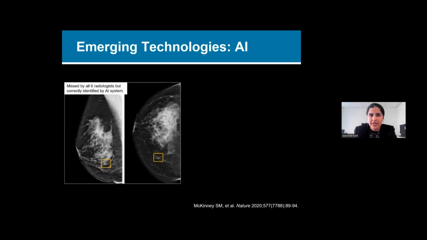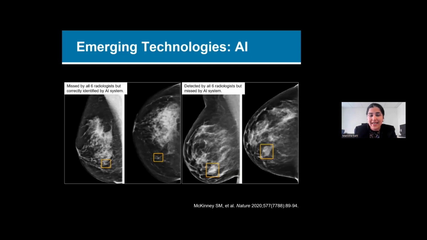Here's another imaging example. This small cancer indicated by the orange box was missed by 6 radiologist readers in this study, but correctly identified by the AI system. AI, however, is not perfect. The cancer indicated here by the orange box was detected by all 6 radiologists in the study, but it was missed by the AI system.